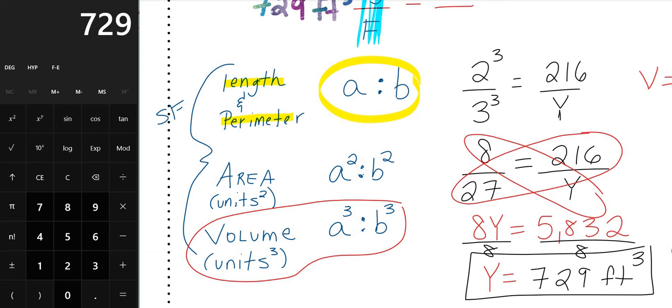But if you're trying to solve for an area or a volume, is it going to be the squared or is it going to be the cubed? You have to think, what am I solving for? I have to use the appropriate scale factor in my proportion. All right, let's move on.